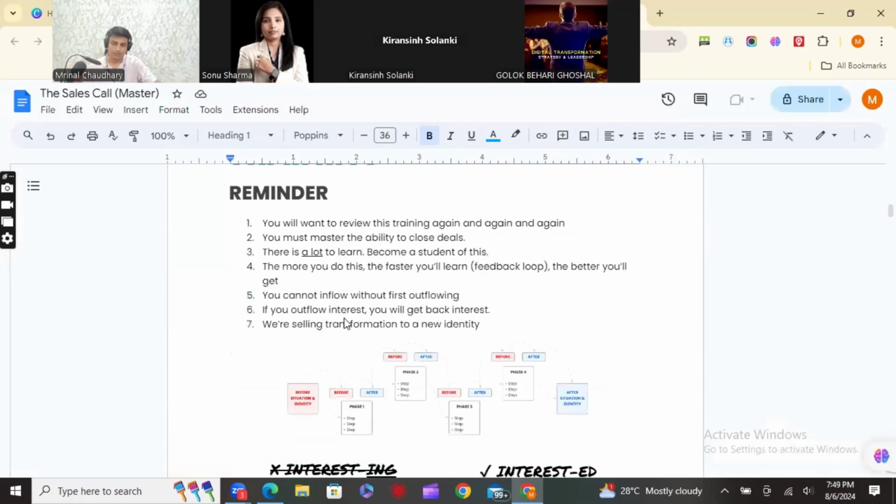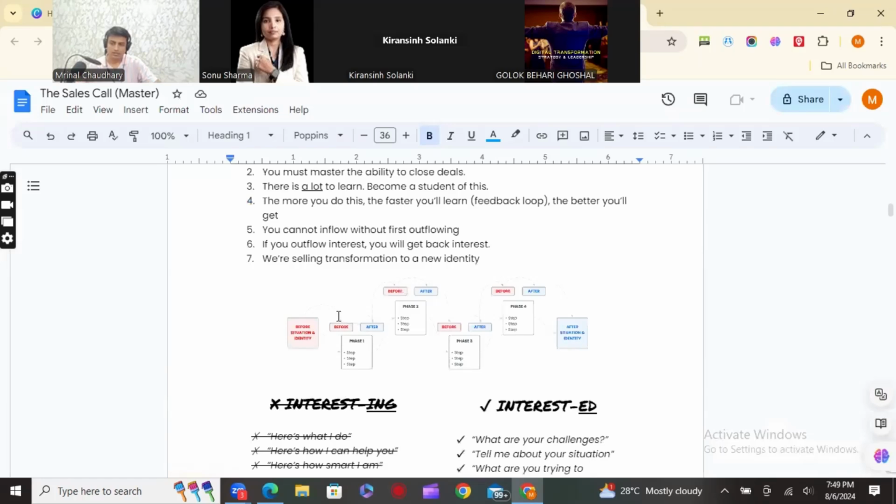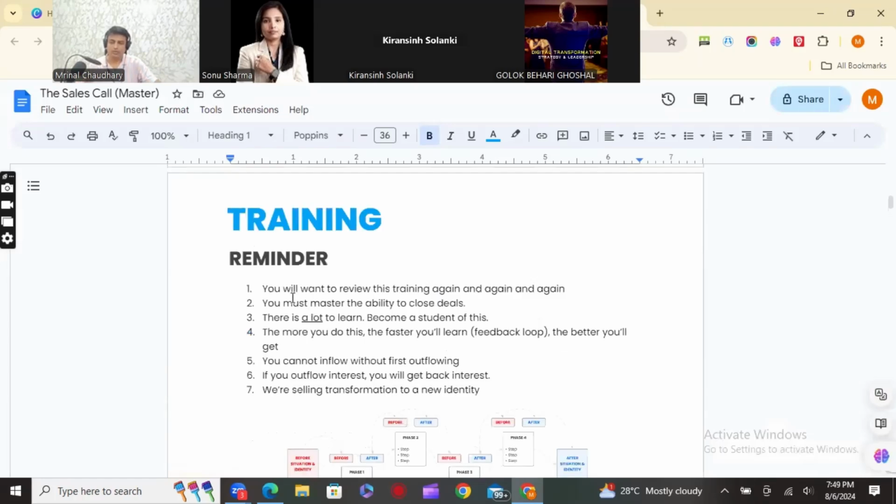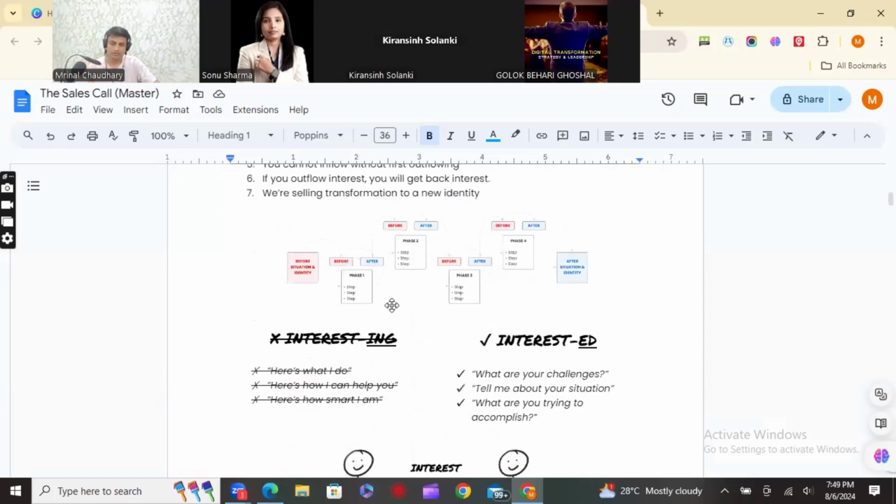So the first thing that you need to do is review this training again, because for every sales call you have to follow this sales script. You have to take a printout of the sales script, or you can make a folder where you can review it again and again, whenever a sales call is there.